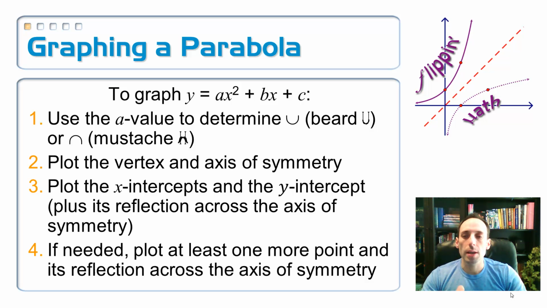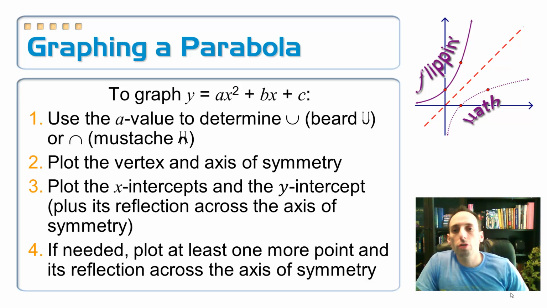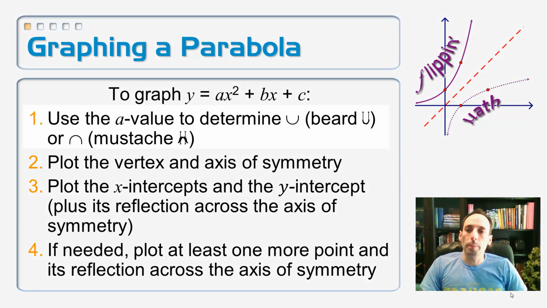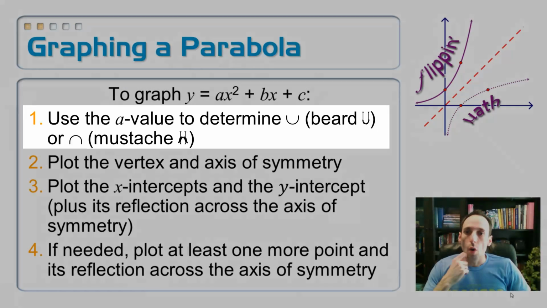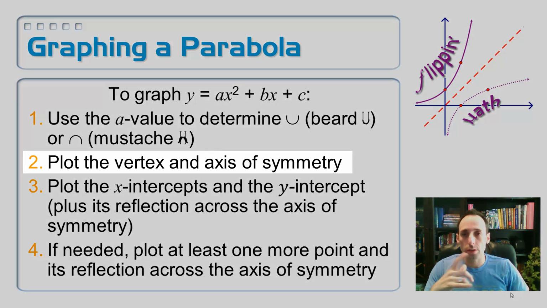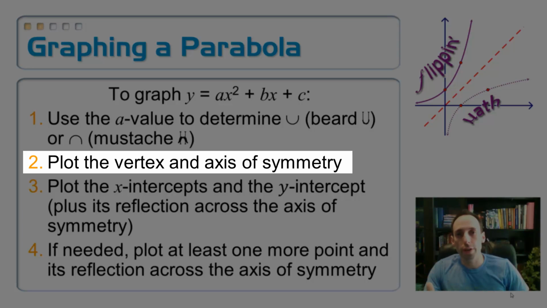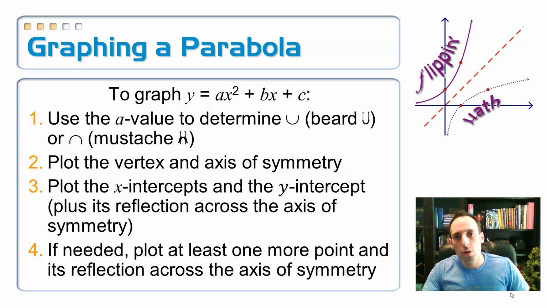So here are the steps involved in graphing a parabola when your quadratic function is in standard form. The first thing you want to do is determine if you've got yourself a beard, your a is positive, or a mustache and your a is negative. Then you want to find that vertex. For the vertex, we're going to use negative b over 2a, and then stick it back into the equation and find the y-coordinate. And then graph both that and the axis of symmetry.